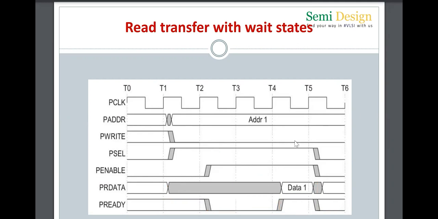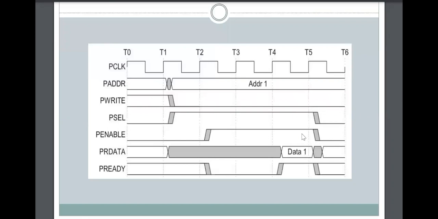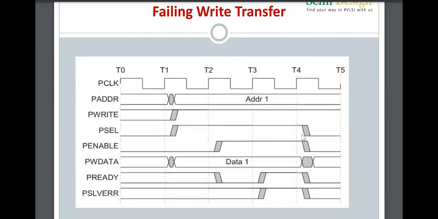Okay. So this is the APB protocol, very simple. If possible, try to write the program. We have written one for I2C, right? Using a finite state machine. Like that, you take only three states: idle state, setup state, and access state.